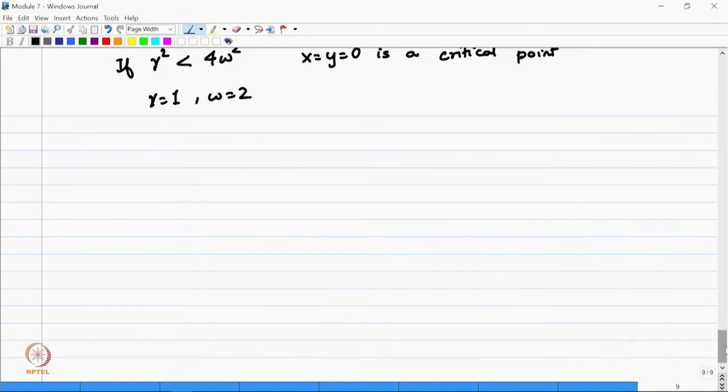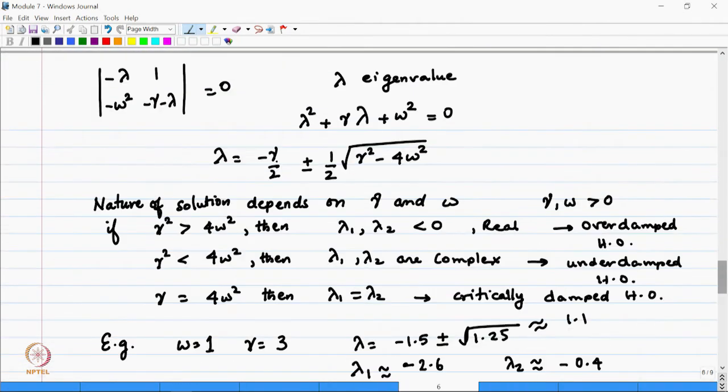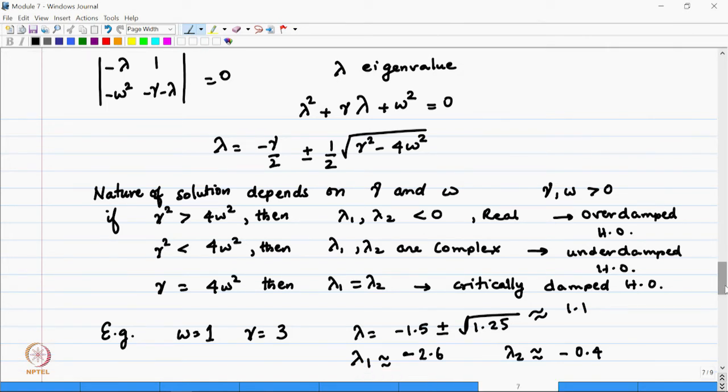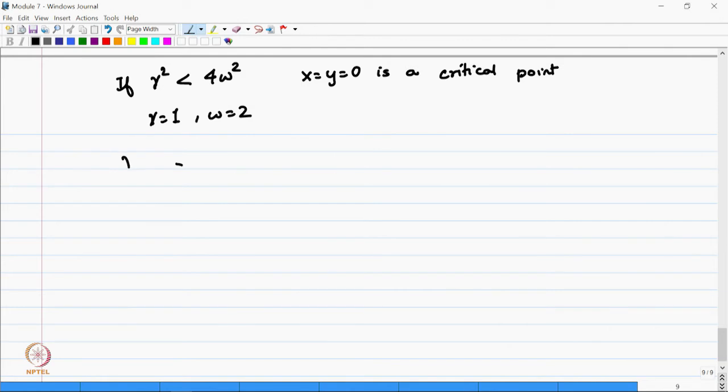Then the eigenvalues look like minus gamma by 2, so lambda equal to minus half plus minus square root of (1 minus 8) by 2, which is minus 0.5 and you have the square root of 7. Square root of 7 is approximately 2.6, so you have plus minus 1.3 times i. That is what it looks like. These are the eigenvalues.